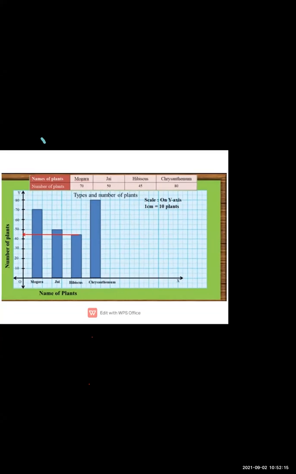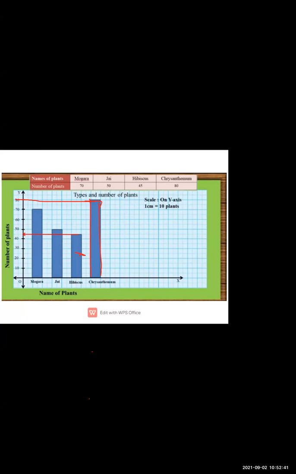Now next is chrysanthemum. Chrysanthemum is the name of the plant. The total number of plants is 80. So you will find the 80 number and then you will make a line. You will make a bar by giving one distance here, one centimeter distance, and you will write the name of the plant, that is chrysanthemum.